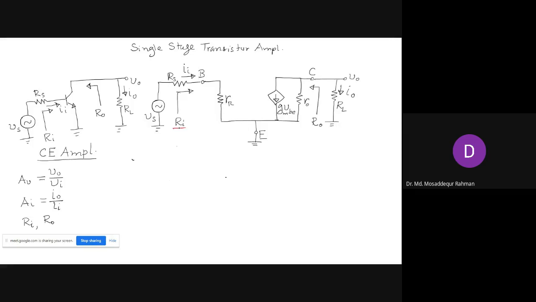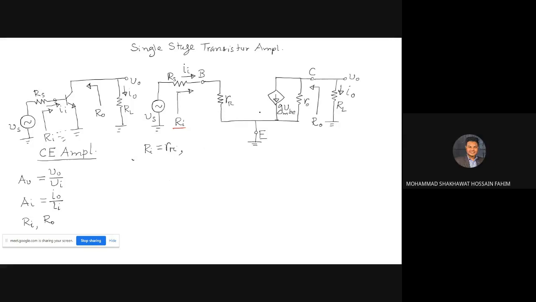So let's get back. So between this base and ground, you're looking into the base, and the input resistance here is between this point and the ground, and you have just R pi. You just write that Ri is R pi. Finished, right? And what is the output resistance?